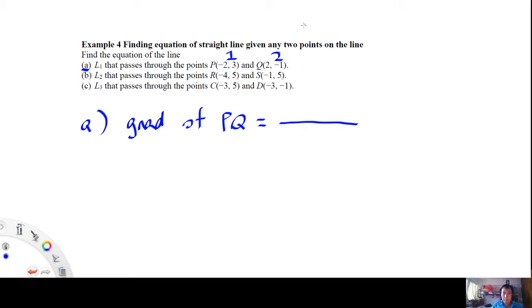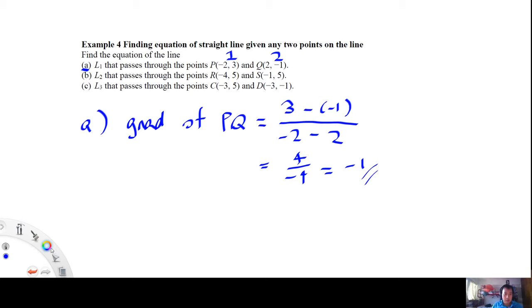So the gradient of PQ is, this is my point 1, so 3 minus 1. Students always forget this, so it's actually 3 plus 1, which is 3 minus 1, and after that is minus 2. Please write this out very carefully to get the gradient. So first we find the gradient of PQ using our 5.2 method. We get 4 over negative 4, which of course simplifies to negative 1.